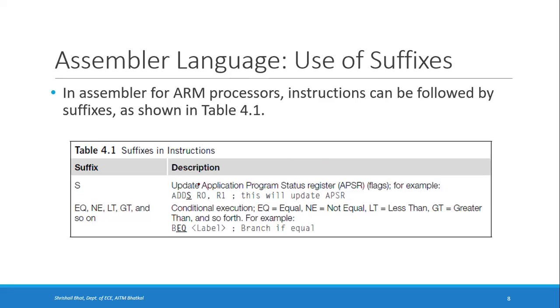What do you have in the application program status register? We studied it in the first module, that is APSR. APSR contains different flags, and those flags indicate the status of your controller. So after addition, if you want to update the status of these flags, you have to add this S suffix along with your instruction.